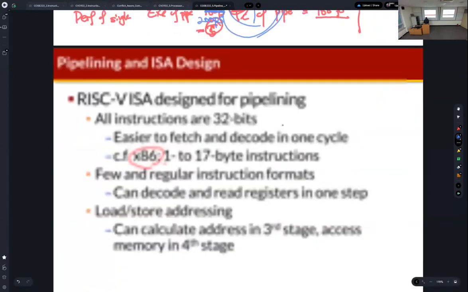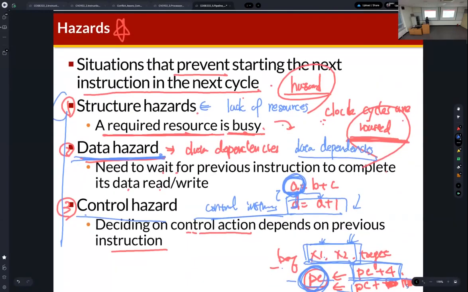And then in the first video, I explained about hazards. So what are hazards? What is the definition?